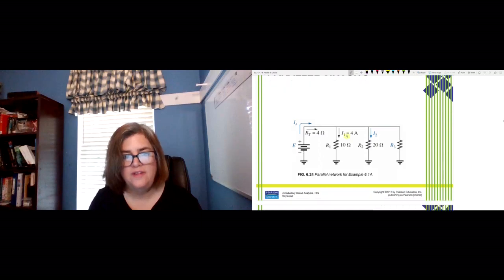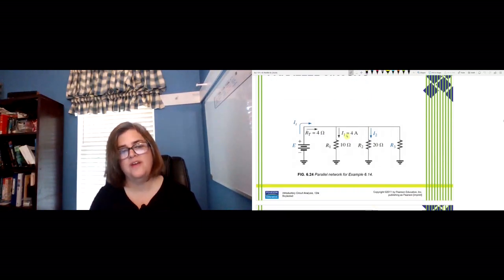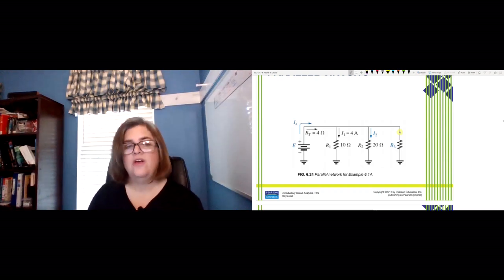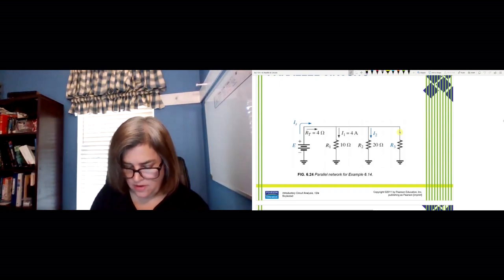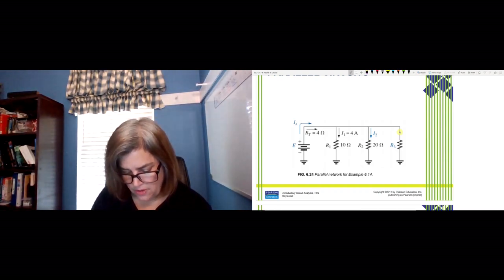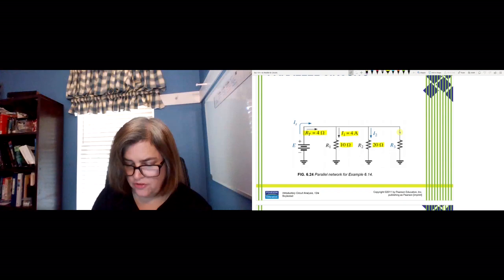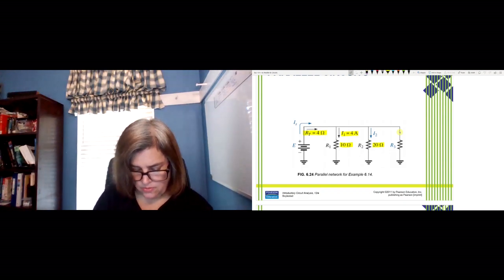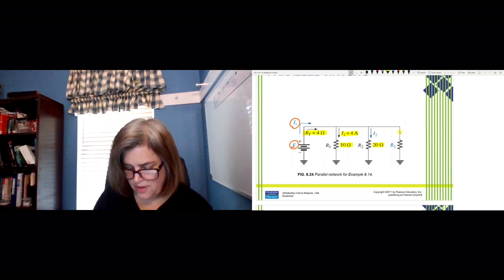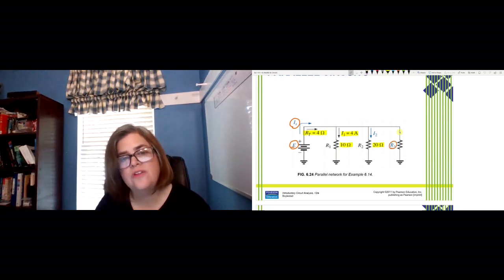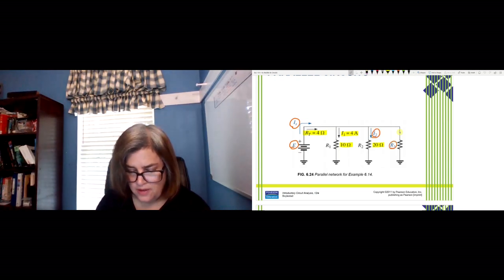All right, let's work a slightly different problem this time. So here we're given RT, we're given I1, we know R1, and we know R2. What we don't have would be E, our source voltage, R3, and I2. So let's talk about how to find all of these.